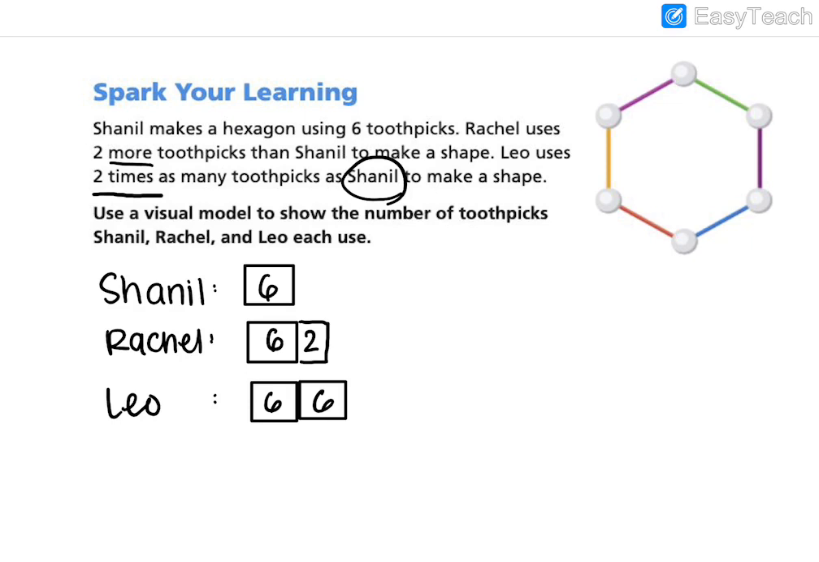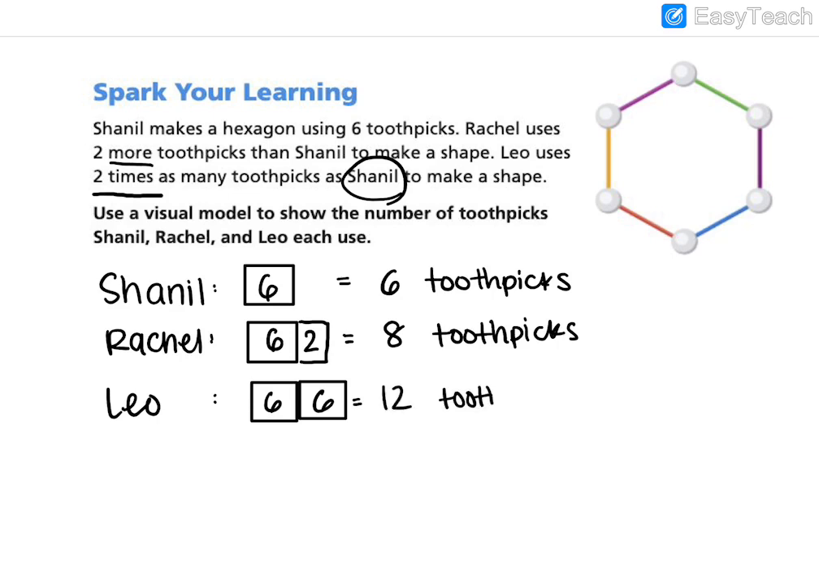So now we need to solve. How much does each person use? Well, we know that Chanel uses 6 toothpicks. If Rachel uses 2 more than 6, Rachel uses 8 toothpicks. And Leo uses 2 times as many. So Leo uses 12 toothpicks. So let's go ahead and label these comparisons because we have 2 different types of comparisons we used.